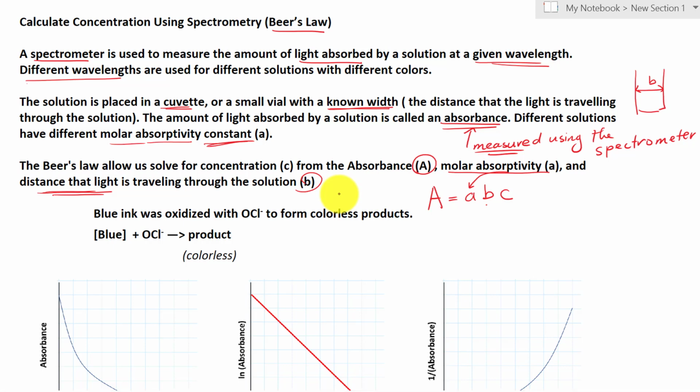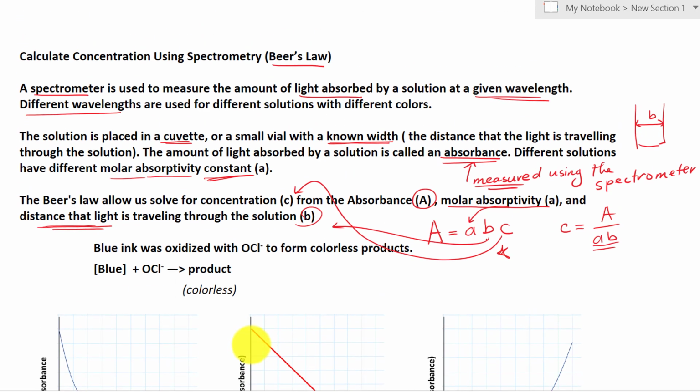Now, what about the last one? The last one is concentration, c. This is our target: the concentration of the substance in the solution, or the concentration of the solute in the solution. This is what we're going to look at most. So in order to determine concentration, which is c, we have to look for A divided by ab. Notice how big A represents absorbance, and the little a represents the molar absorptivity constant.